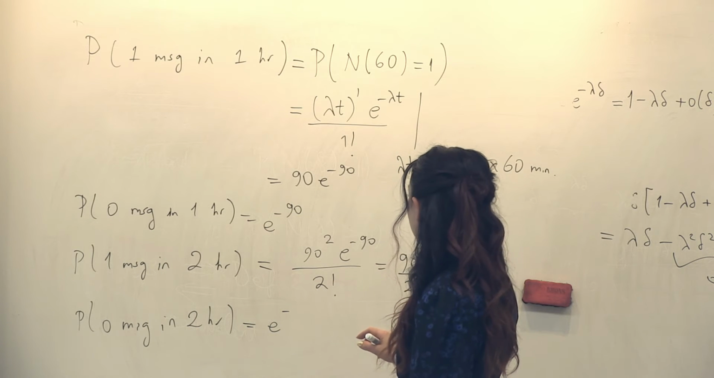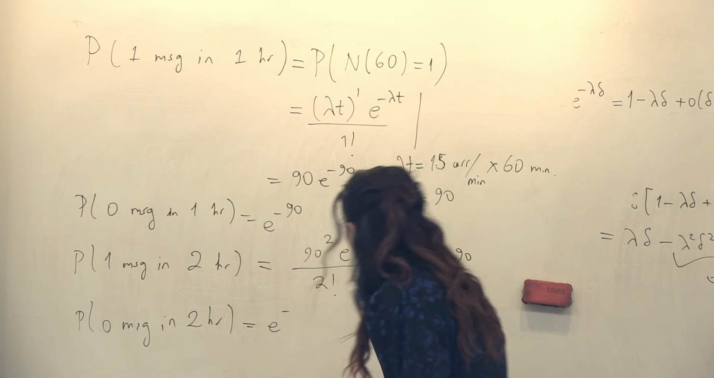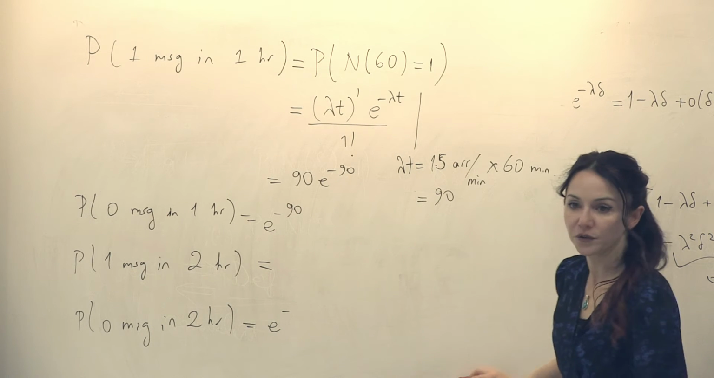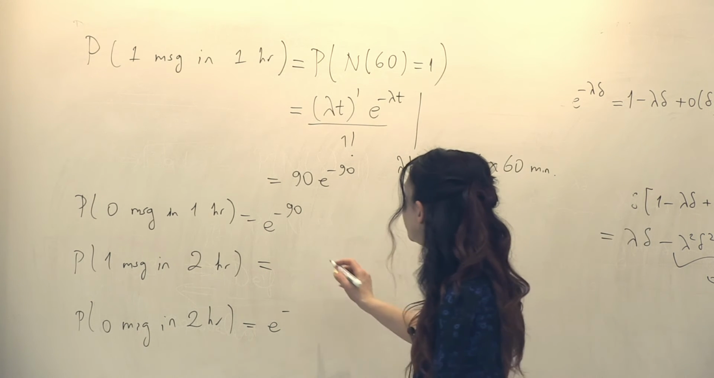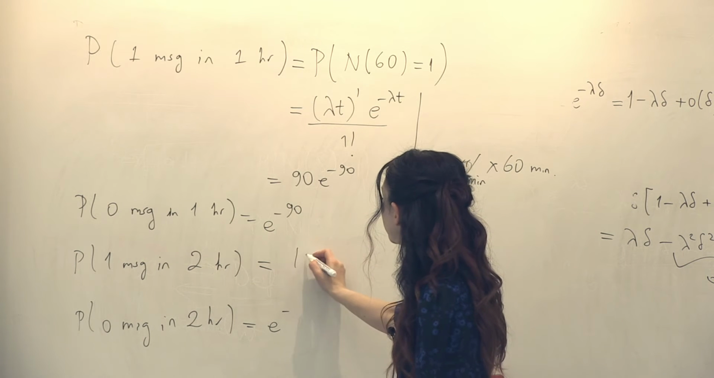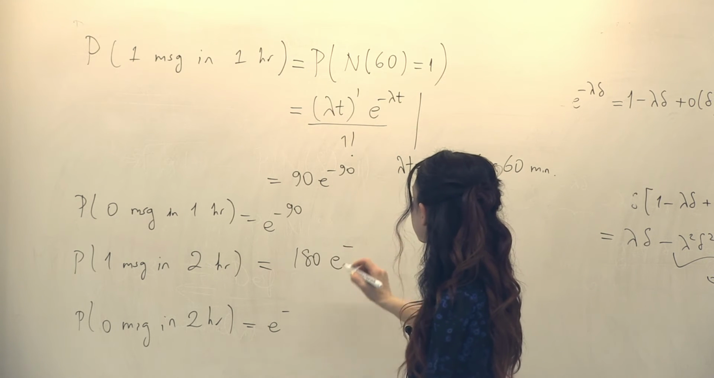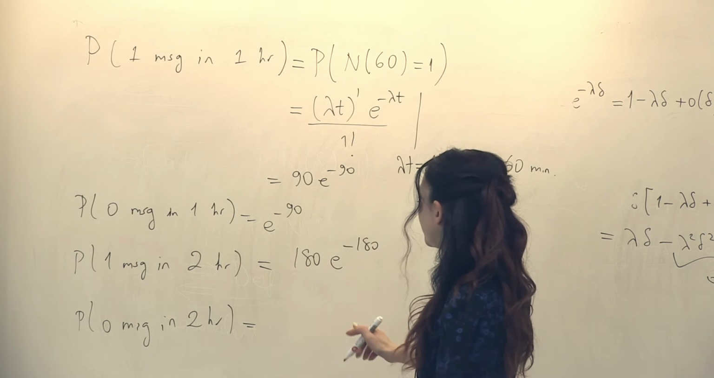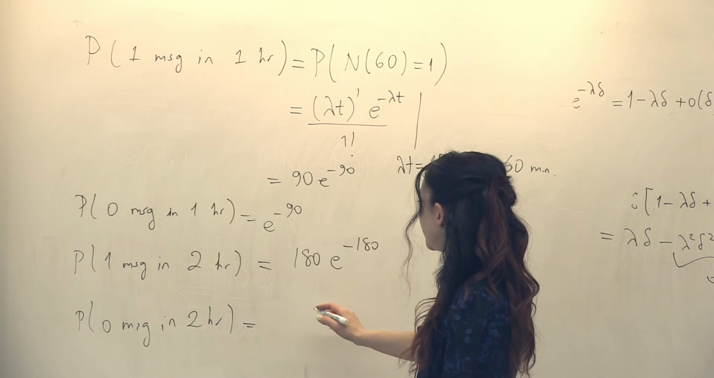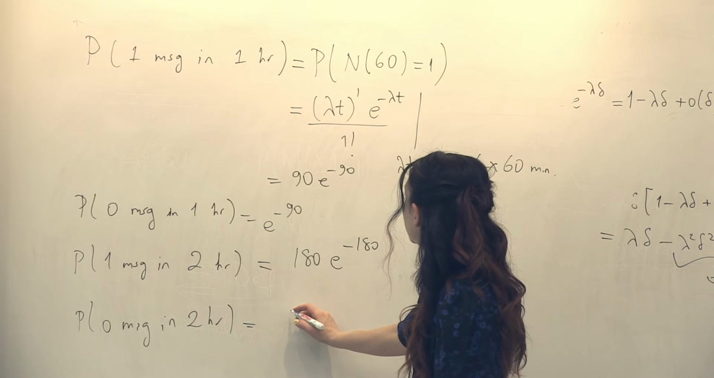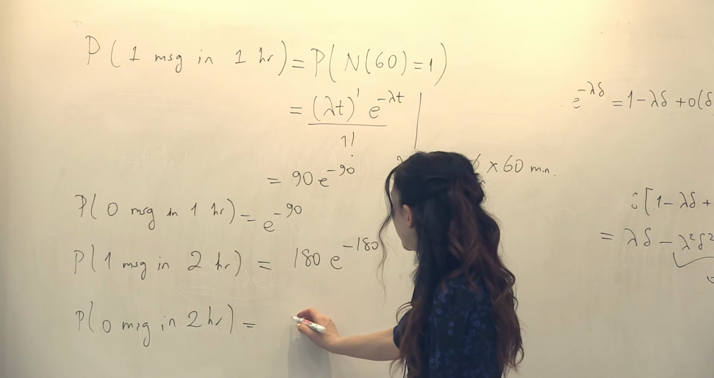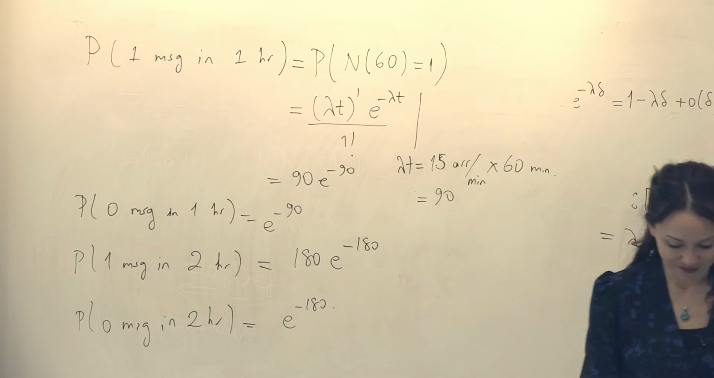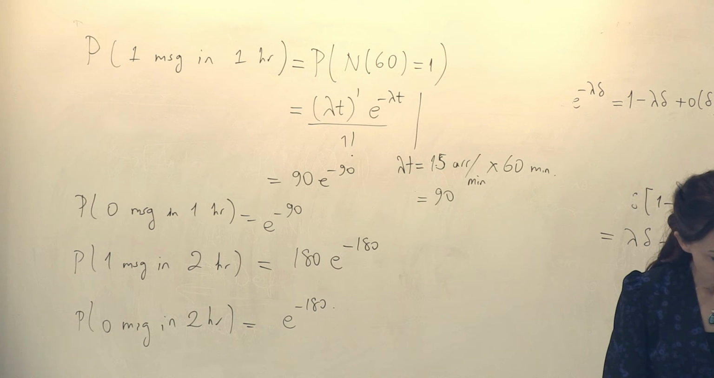2 hours. Right, lambda t is not 90. What am I saying? Lambda times t is now 180. Right? 180 times e to the minus 180. And 0 messages in 2 hours is 180 to the power 0 e to the minus 180. So, basically 0, right?